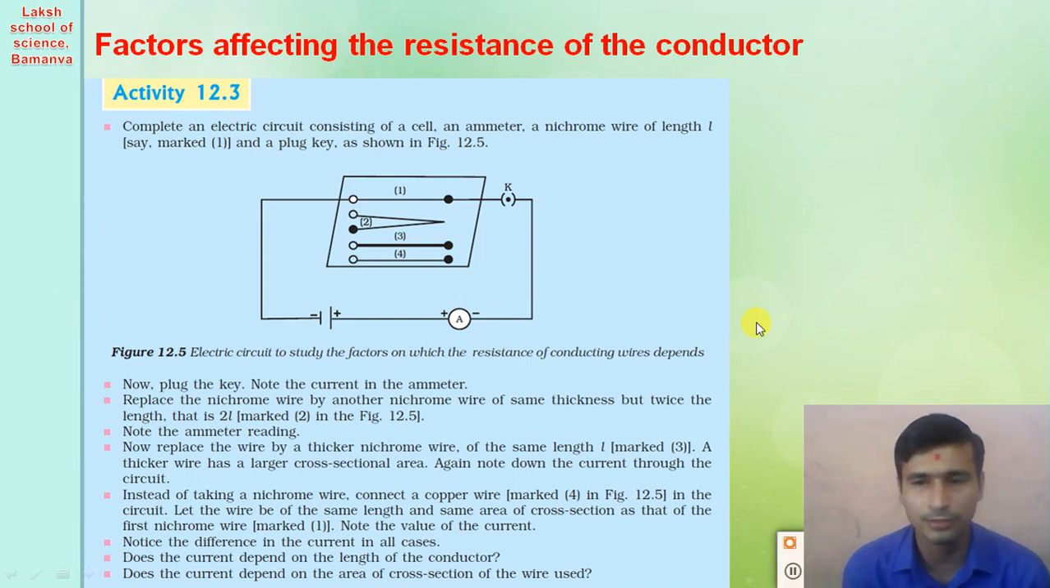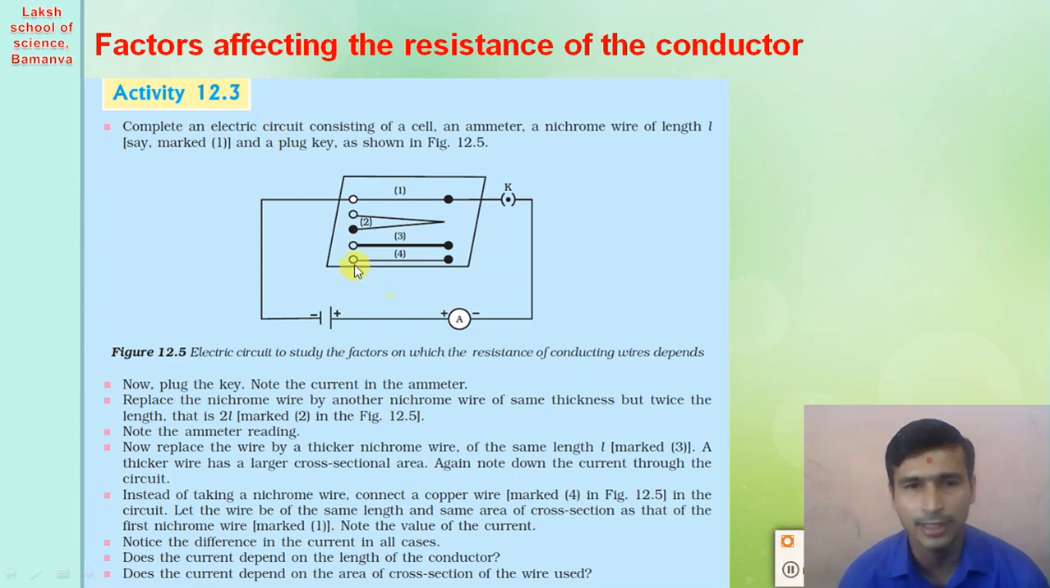So from this observation, we can state that the resistance of the conductor is inversely proportional to the cross section area of the conductor, right. As the cross section area of the conductor increases, the resistance of the conductor decreases, and so the electric current passing through the conductor increases.